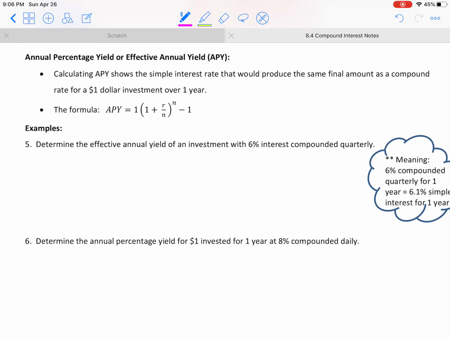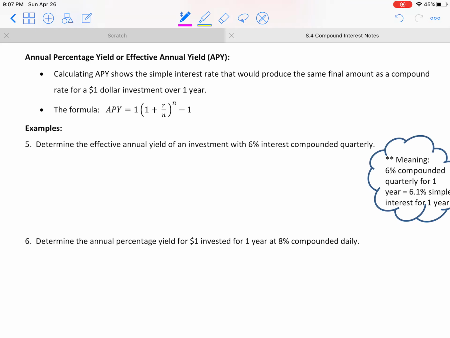All right, this last little piece, we're talking about something called effective annual yield or annual percentage yield. You've probably seen APY if you've ever gotten a credit card bill. Basically what APY does is it compares a simple interest rate and a compound interest rate. So just again to compare apples to apples, this formula says let's just take $1 over a year and try to figure out what simple interest rate and compound interest rate would end up with the same final amount, the same annual yield, okay?